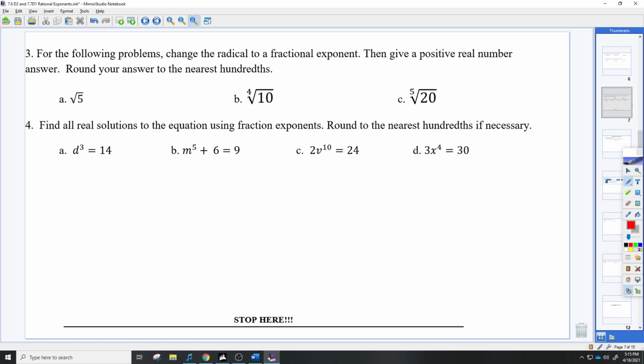So you're going to find all real solutions using fraction exponents. And now they want us to round to the 100th. So it goes 10th, 100th. That's 2 decimal places out. Okay, let's try some of these, and then you do the rest. So if we have d to the 3rd equals 14, I'm going to get rid of the 3rd power by raising it to the reciprocal power, which would be 1/3, to both sides. So 14 to the 1/3 power.